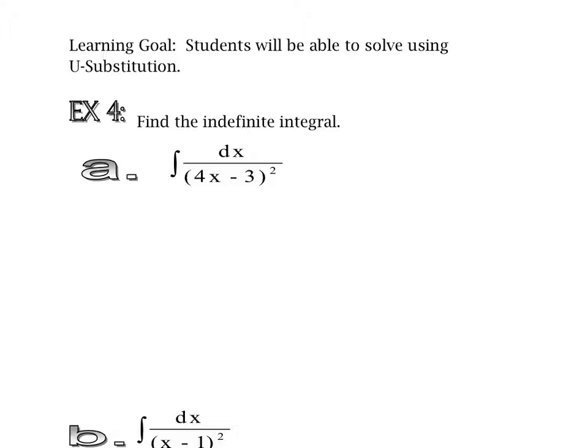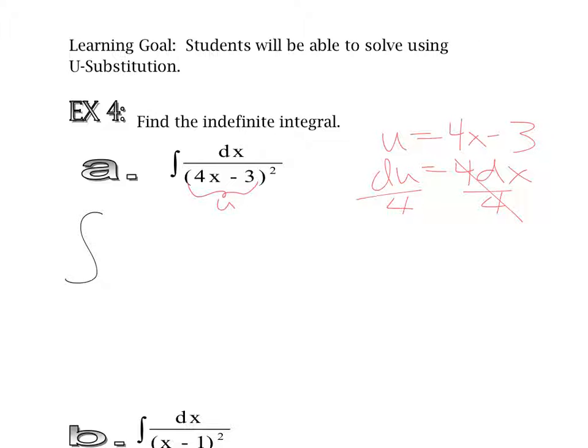Okay. This one's a little bit different, but really the process is exactly the same. It's just that now this u is here on the bottom. So u equals 4x minus 3, and again du would equal just simply 4 dx. Now we want to solve for dx, right? So we're going to divide by 4, divide by 4. So dx is equal to du over 4. So let's rewrite this. This is like saying the integral of, and this is really like u squared, but it's on the bottom, right? So we can just make this u to the negative 2, and instead of dx now, we can just say du over 4.